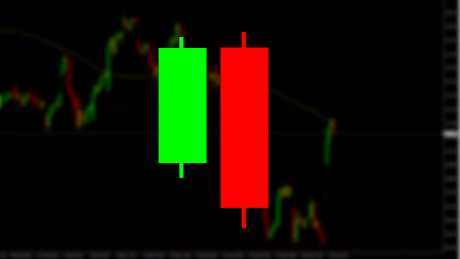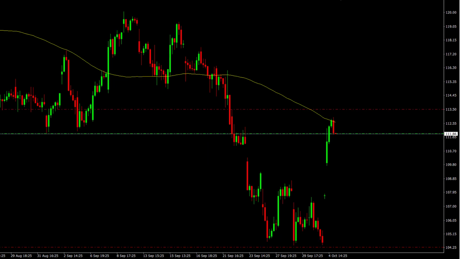But as we have said so far, we should not trust only it, or only one thing. You see in our case how many things we have. We have a large red candle covering the previous green candle.